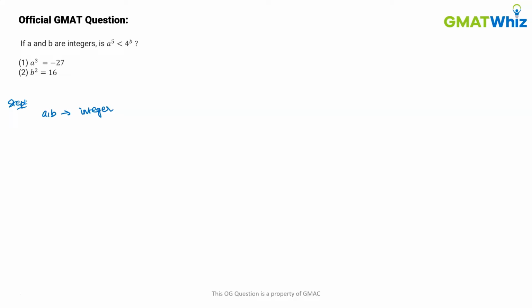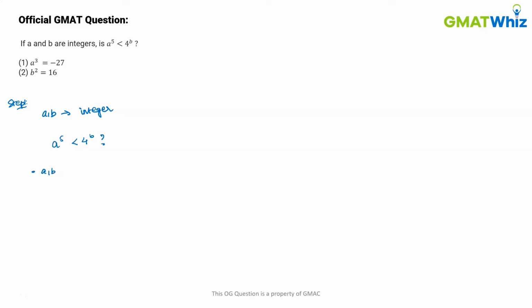So the question asks us whether a to the power 5 is less than 4 to the power b. To be able to answer the question with a yes or no, that yes, a to the power 5 is less than 4 to the power b, or no, a to the power 5 is not less than 4 to the power b, what should we know? What information should we be on the lookout for? So we either need the values of a and b both.